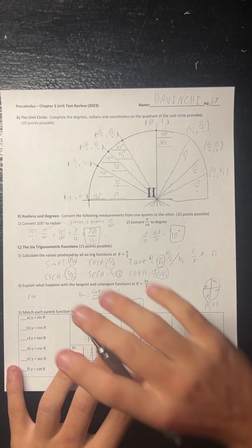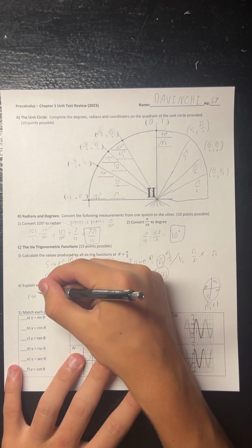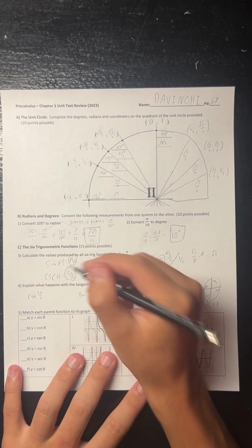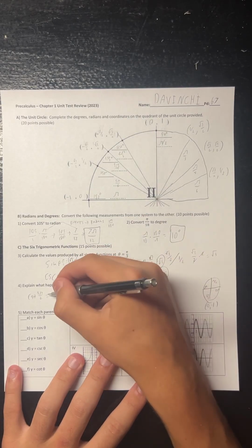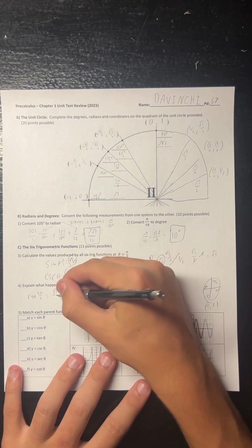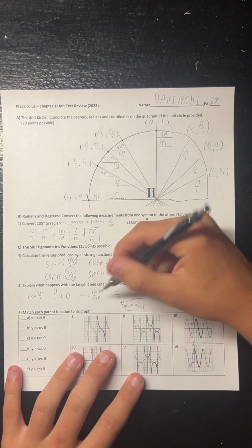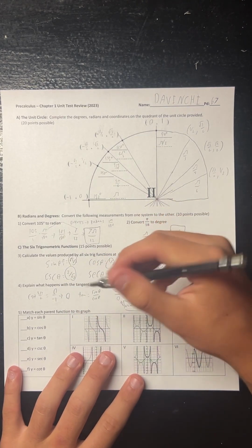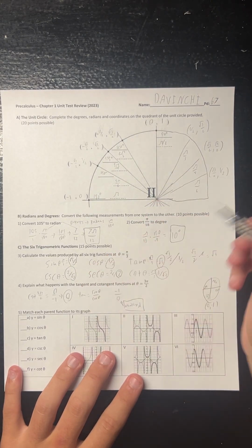Now, what happens with cotangent? Cotangent is the reciprocal, so it flips them. So cotangent of 3 pi over 2 equals, flip them, 0 over -1, which comes out to just 0. So at tangent 3 pi over 2, it is undefined, but at cotangent 3 pi over 2, it is 0. So yeah.